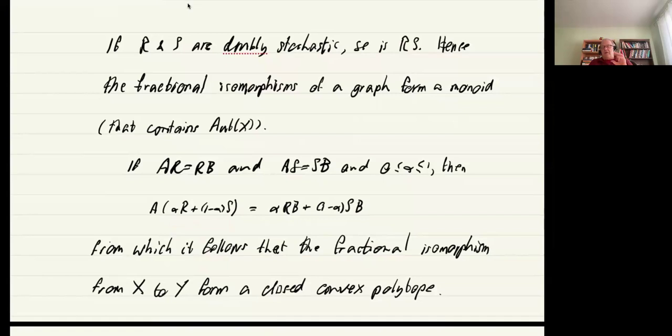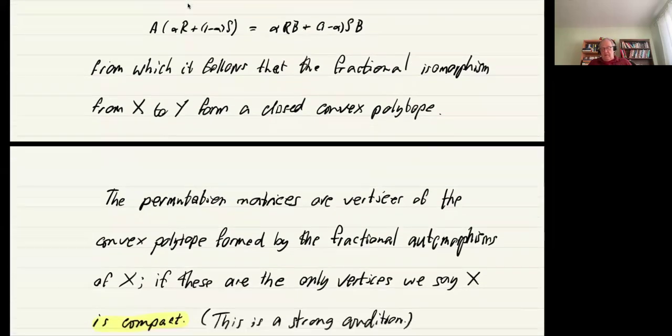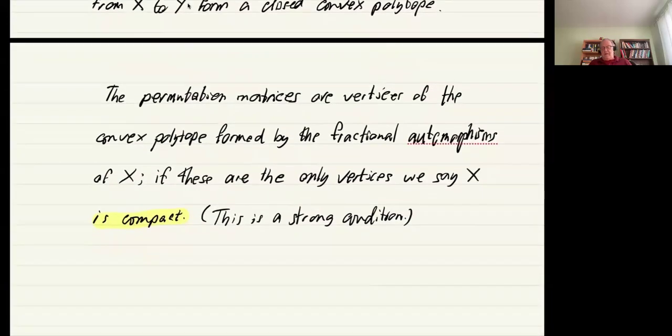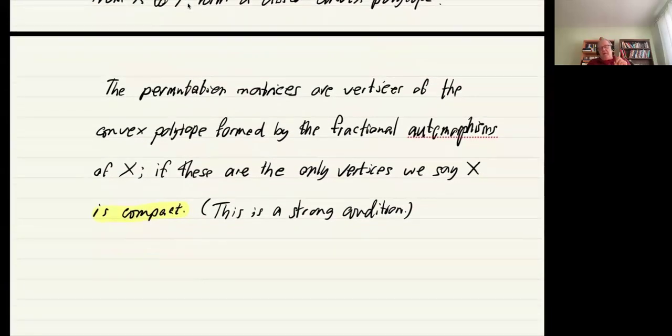Okay. So it's a convex polytope. It's a solid body. The permutation matrices belong to this polytope, and they are vertices of this polytope. There's a half space that contains that point and nothing else in the set. So the permutation matrices are vertices of the convex polytope.